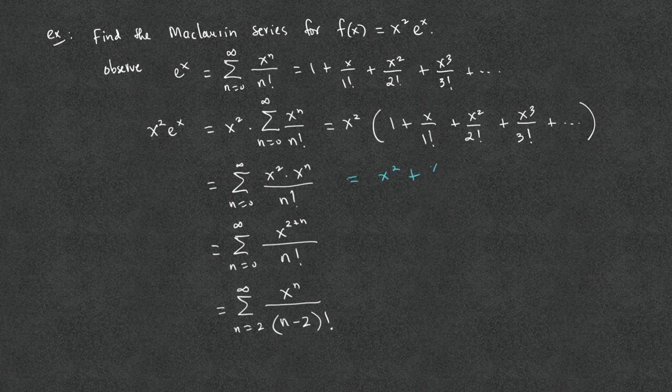Notice that we can multiply x squared into the series to get x squared plus x cubed over 1 factorial plus x to the 4 over 2 factorial. And we observe that the exponents are now 2 more. And so that is why n plus 2.